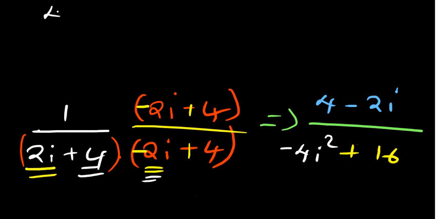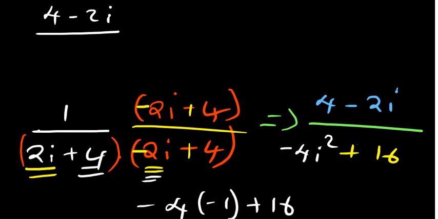So we have 4 minus 2i. Then on the denominator, minus 4i squared. So we said i squared is a negative, so basically we have negative 4 times negative 1 plus 16. So that is going to become a positive, right? It becomes the summation of 4 plus 16, which should just be 20. At that point, we have 4 over 20.